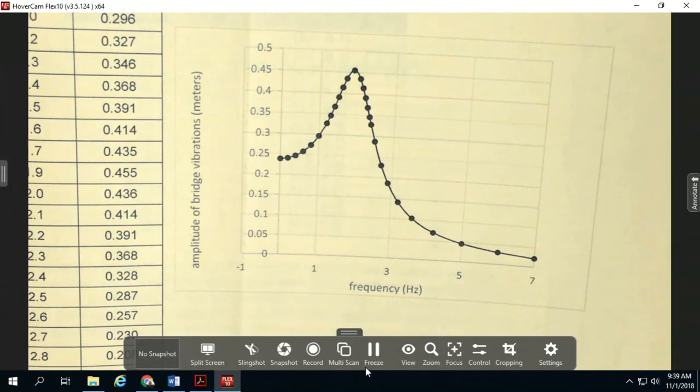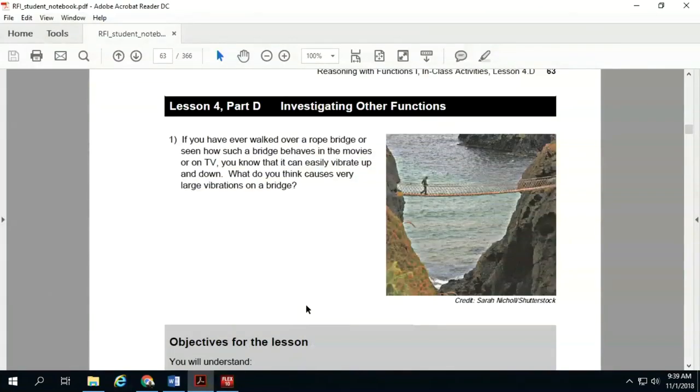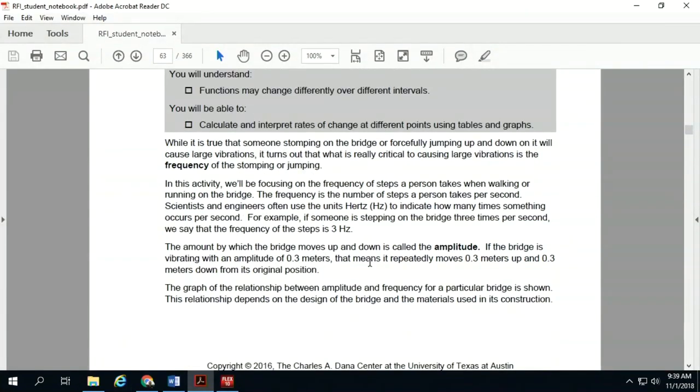So what I want you to do for today, let's look here down at the bottom of the page, what page is this? 63. While it is true that someone stomping on a bridge or forcefully jumping up and down will cause large vibration, it turns out what is really critical to causing large vibrations is the frequency of the stomping. In this activity, we'll be focusing on the frequency of steps that a person takes, that's the horizontal axis, while walking across the bridge. A hertz is a wave per second.